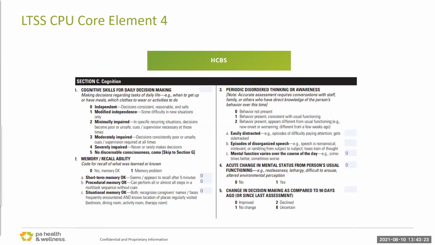And then on the interRAI, under section C for cognition, there will be multiple questions that meet the need of the element. So you'll be able to go to cognitive skills for daily decision-making, memory/recall ability, periodic disordered thinking or awareness. So essentially that entire section contributes to meeting the need for element 4.